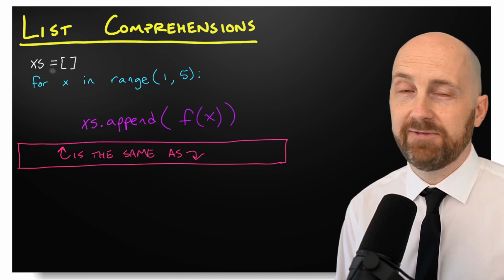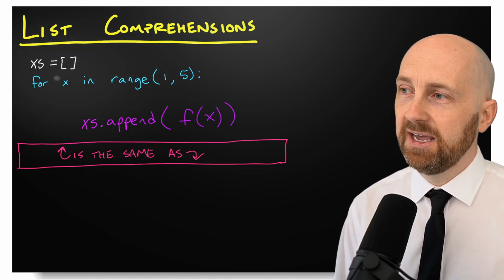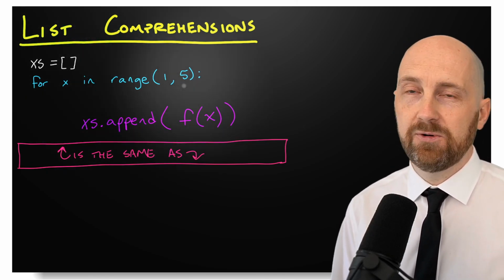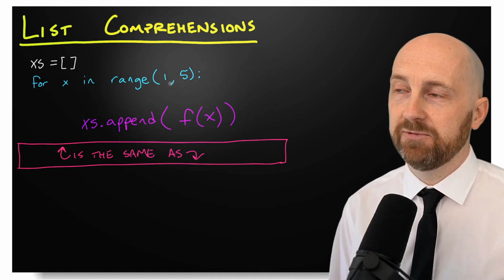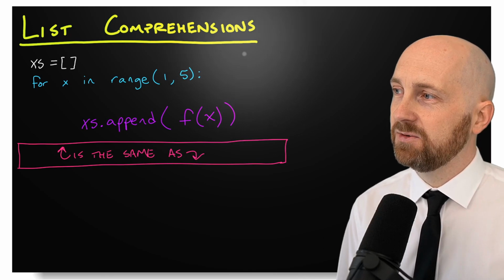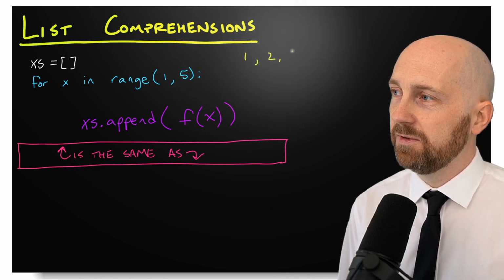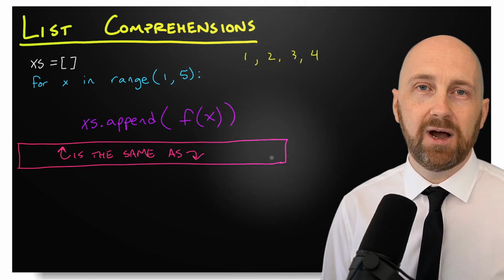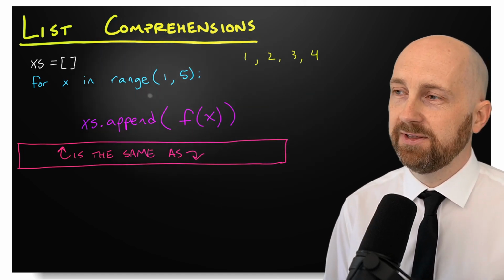So imagine you've got a variable named xs that's an empty list, and a for-in loop where we're looping through each element in the range of 1 through 5, not inclusive of 5. So just as a reminder, this would give us the numbers 1, 2, 3, and 4, right? We don't go up to 5. 5 is not included in the range.